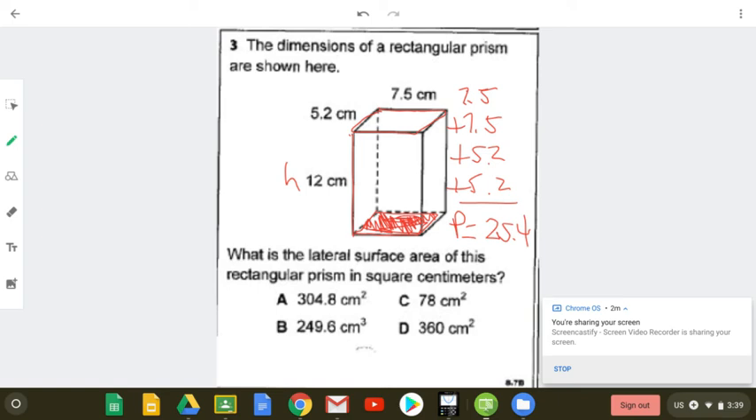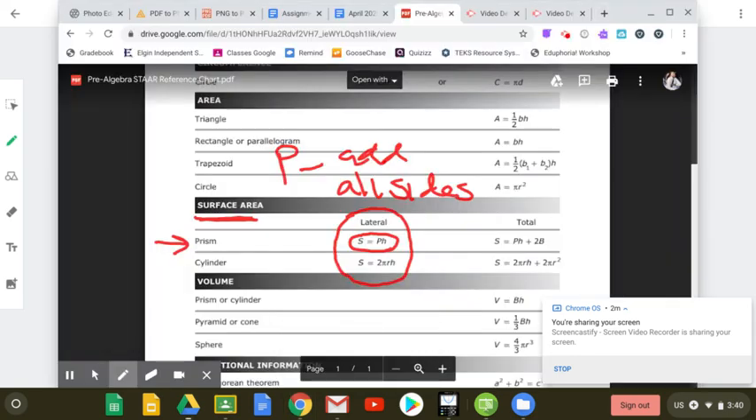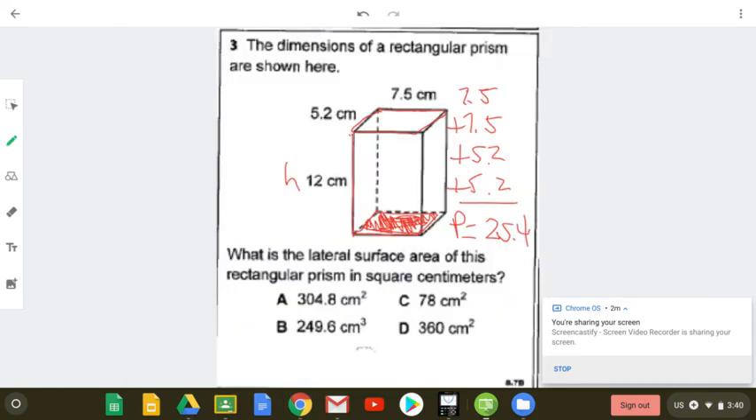Now, luckily for us, the only other thing required when we went to the formula chart is H, the height. And good news for us, we've already labeled the height, which is 12. So now, in order to finish the rest of this formula, all I'm going to do is take 25.4 and multiply it by 12. Literally all I'm going to do there. Sorry, it's a little funky right there.